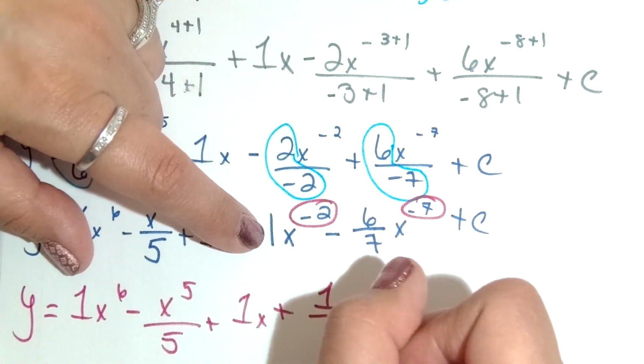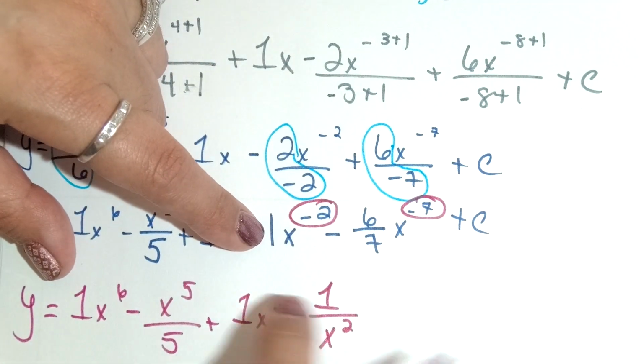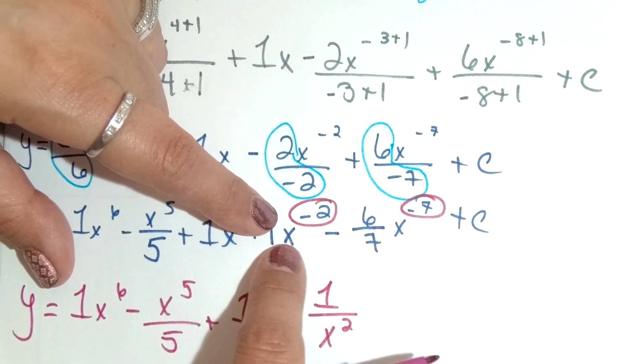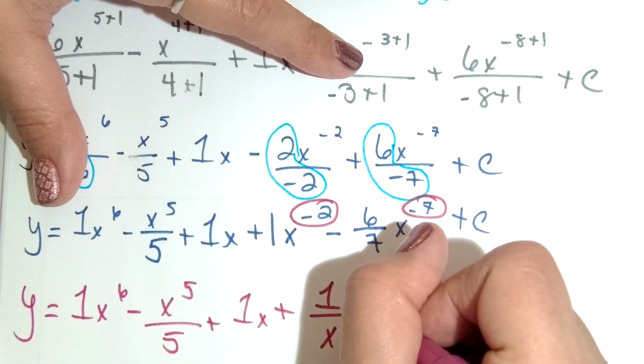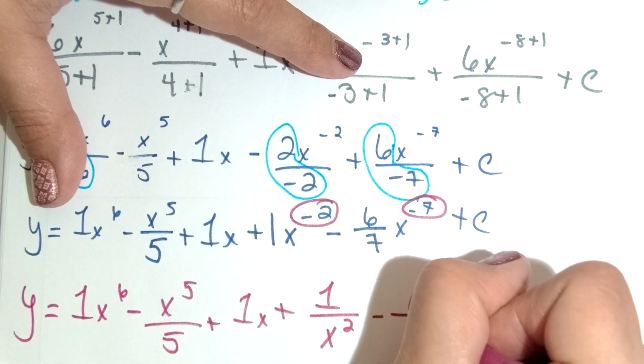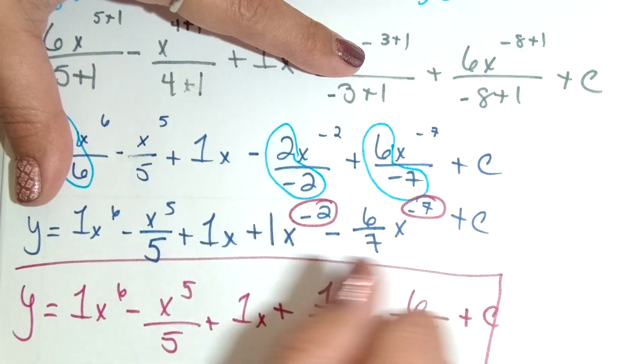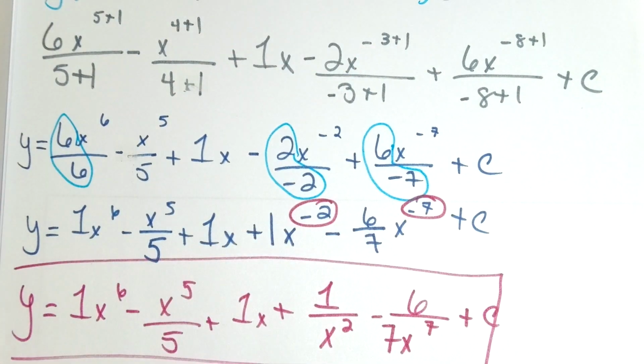Some students don't write that 1, and this is where it comes in handy to write the 1, because I need to put that in the denominator. If there's nothing there, you'll forget about the 1. And that is your final answer.